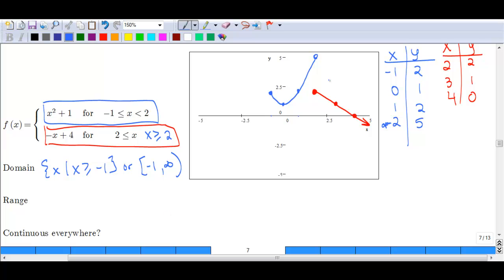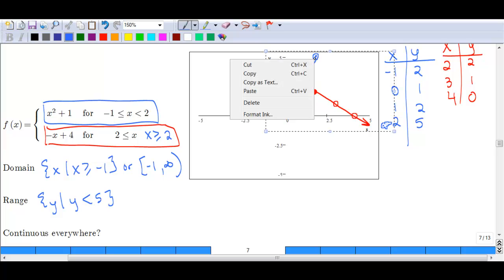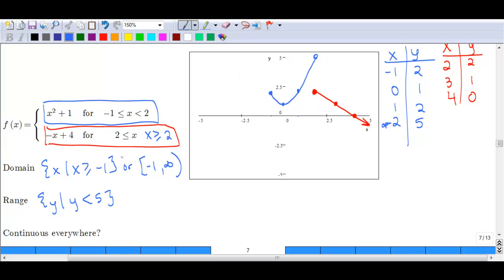Range, we have to be very careful here. In this case, we will end up with all the negative values here. Everything on this red line is going to be from 2 and lower. And then the blue function stops up here at 5 and covers everything between 2 and 5. So our range in this case is y such that y is less than 5. It's not equal to 5, but it is less than 5.